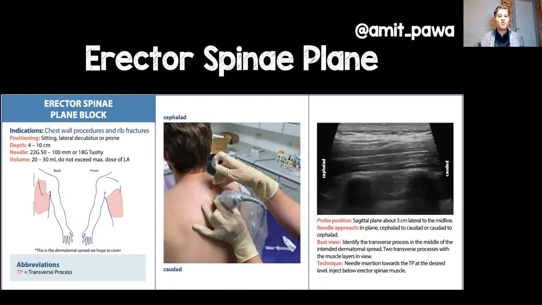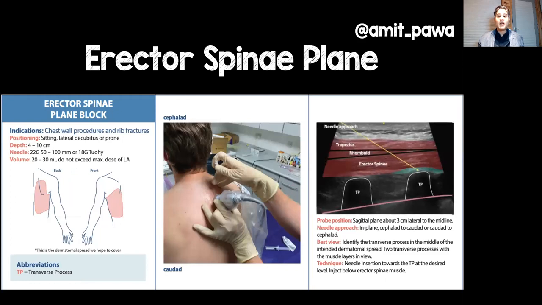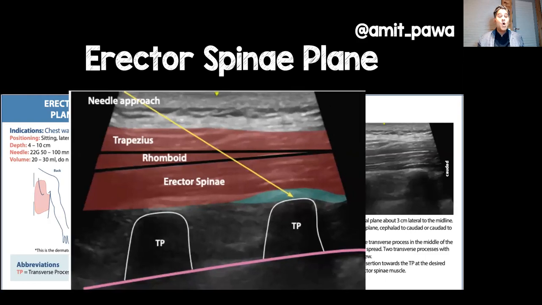Erector spinae plane block, again, is a block that's become very, very popular, and you get this classical appearance. What I want to point out to you, when you start to get good at looking at these muscles, you will identify that the rhomboid muscle, that middle muscle layer, actually tapers off usually somewhere between T5 and T7. Below that level, there is no rhomboid muscle. So something to keep your eyes out for.